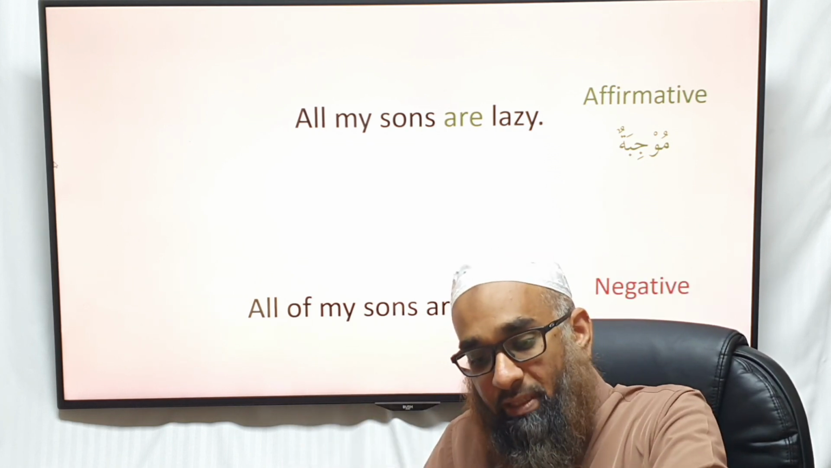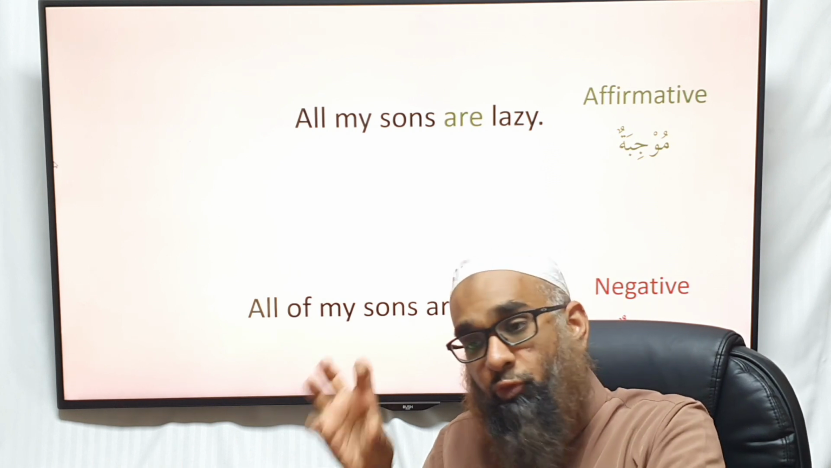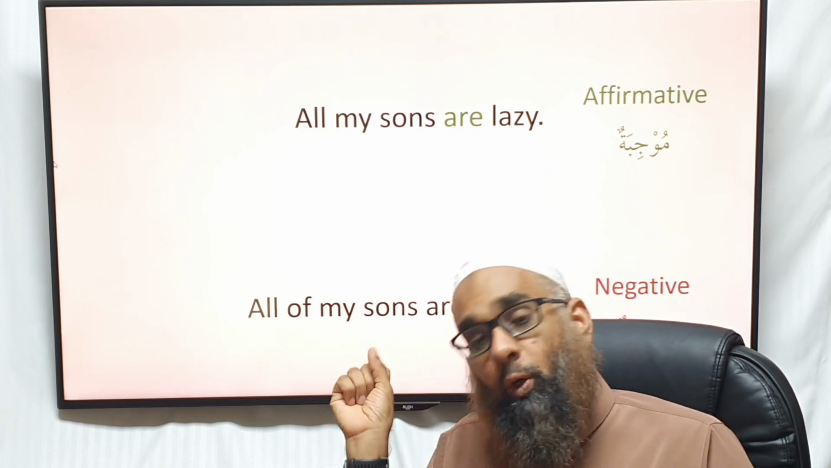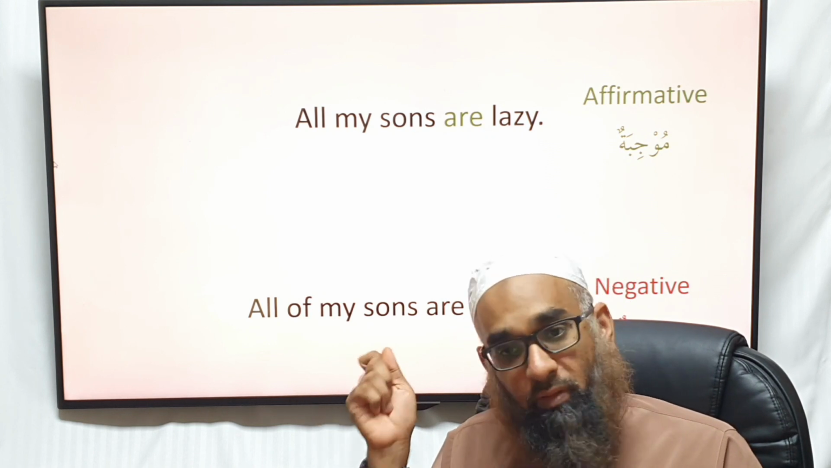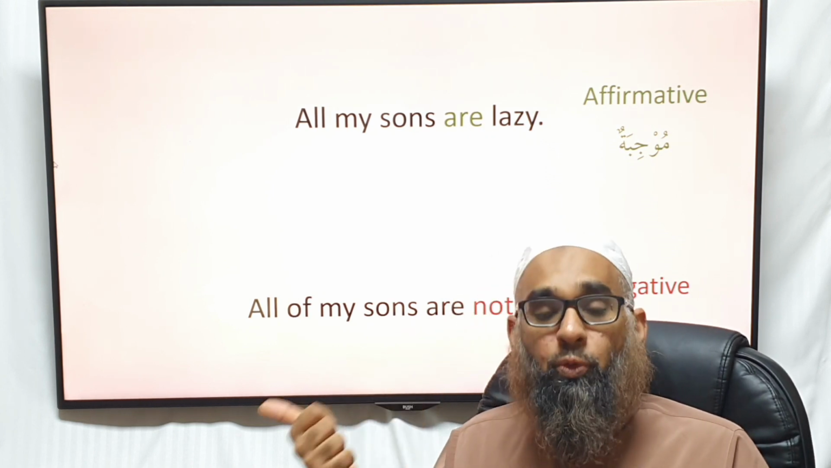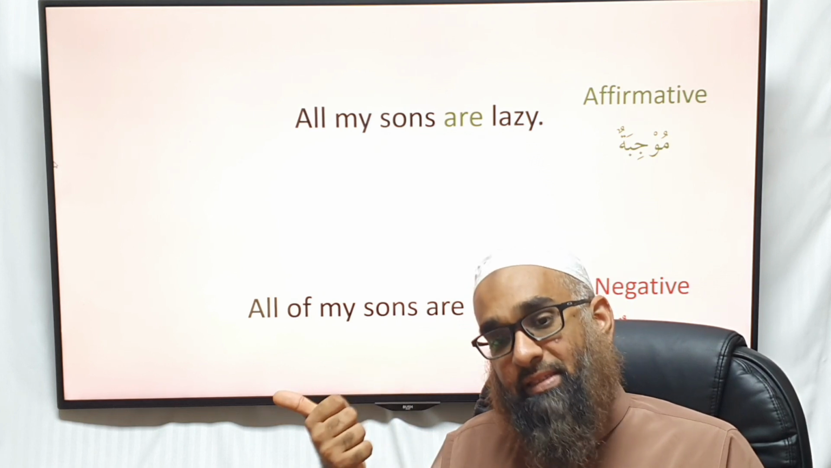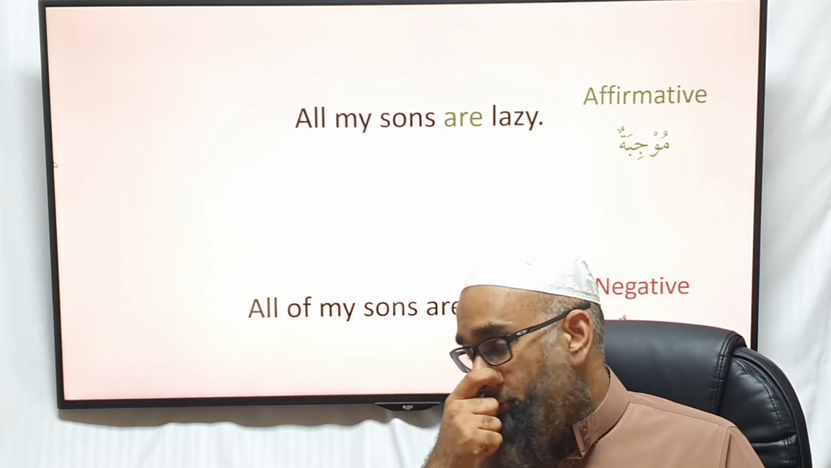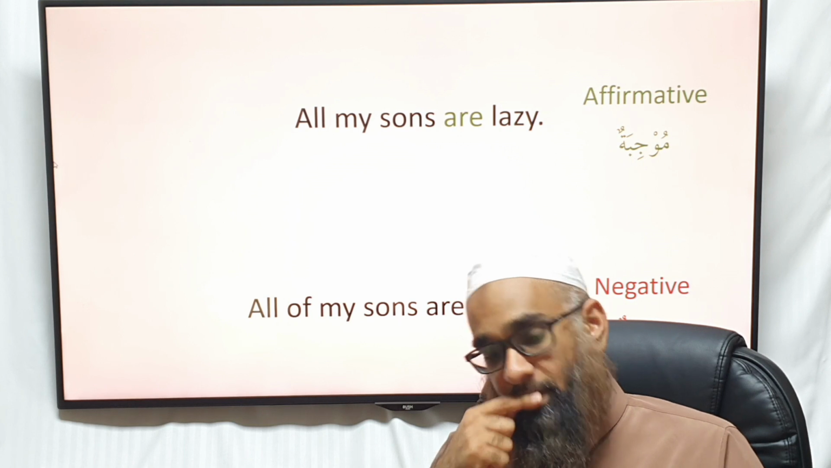And the negative is called what? Saliba. Salb, to remove, to take away. To take away the hukm, to take away the mahmul from the mawdu. So the first thing, is it true or false? Number two is what? Is it mujiba or saliba? So far so good? Yes?